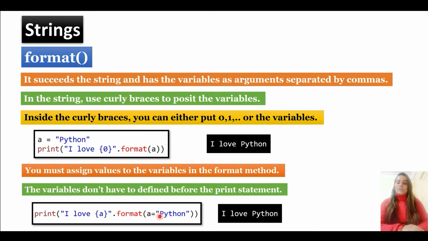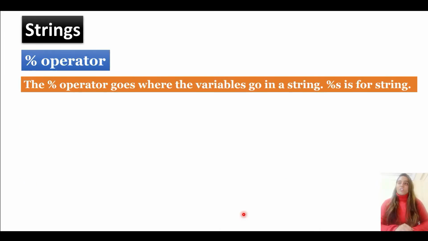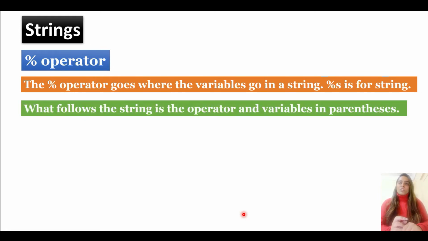Now you're declaring over here A equals to Python, and "I love Python" is getting printed. So the next method is using the percent operator. The percent operator goes where the variables go in the string. So %s is for using the string. What follows the string is the operator.